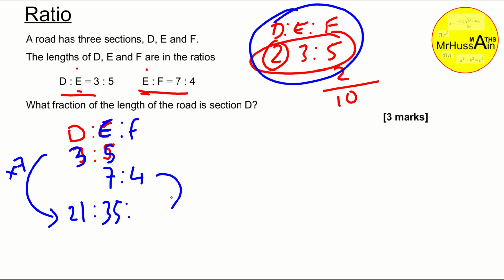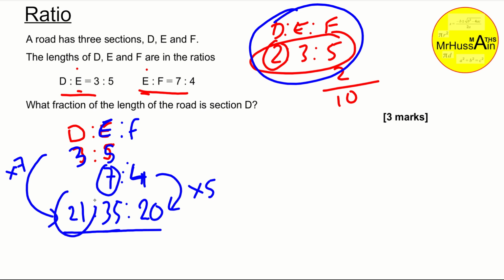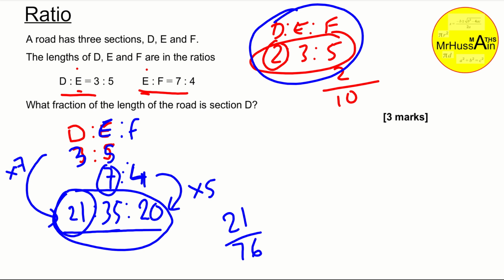what did you do with the 7 to get to 35? You times it by 5. Therefore, you must multiply 4 by 5. And that was the key. Now you have all 3 in one ratio. D is 21 and the total is 76, and that's your answer.